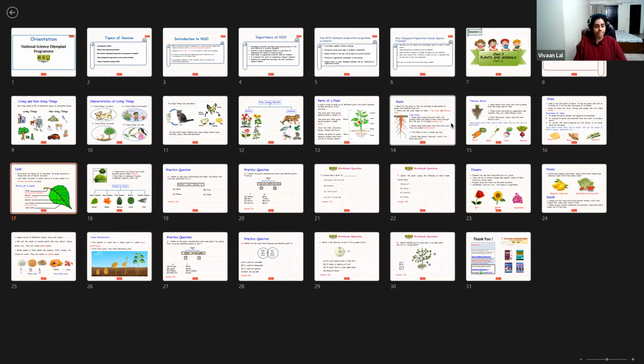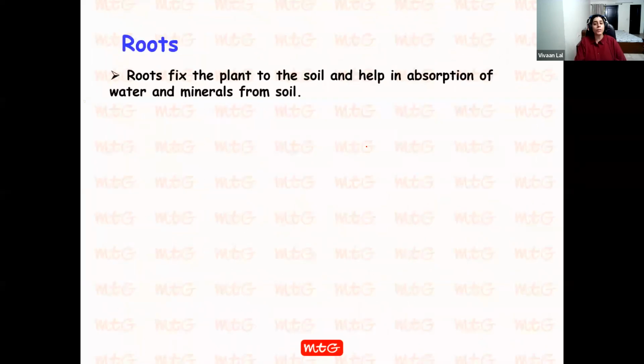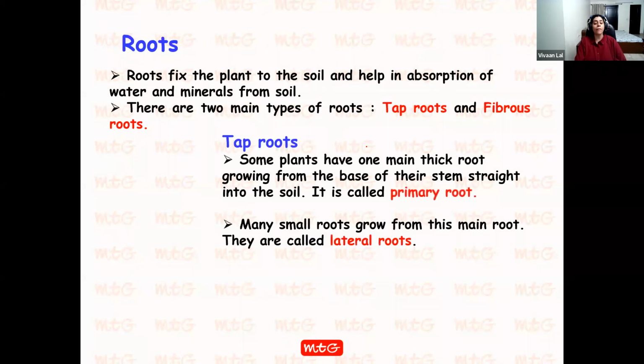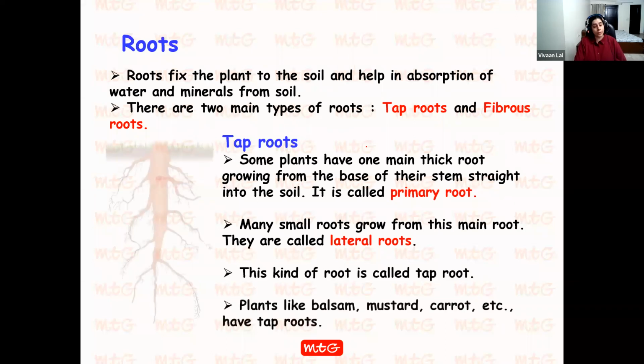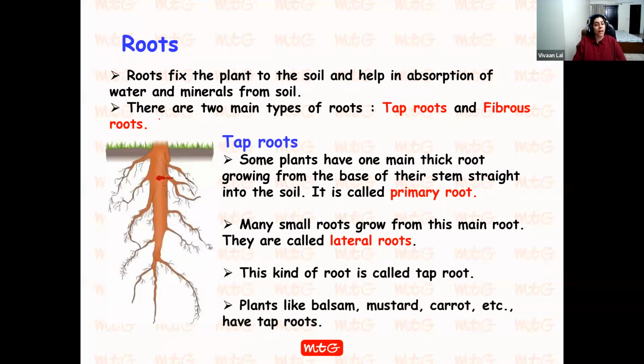Ma'am, taproot is present in all the plants. No, ma'am, beta. Arjun. Yes. No, beta, listen. Some plants have tap roots, whereas some plants have bushy roots. Different categories of plants can be divided on the basis of the roots they have. I will give you examples of carrot, mustard, balsam, peas, beans, mango. They have tap root which goes deep into the soil.